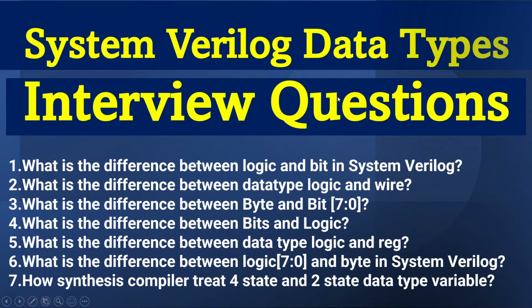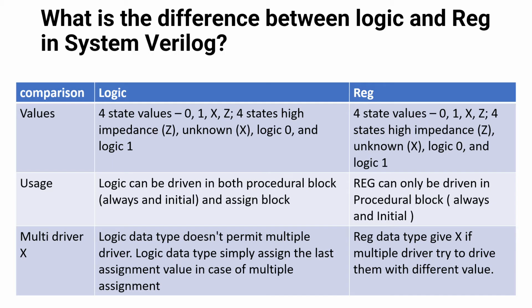So number one, what is the difference between logic and bit in System Verilog? What is the difference between data type logic and wire? What is the difference between byte and bit? What is the difference between bits and logic? And the difference between data type logic and reg? What is the difference between logic and the byte in System Verilog? And how does the compiler treat the 4-state and 2-state data type variables? Let's go over the following slides and try to understand the different data types in System Verilog and how they differ from each other.